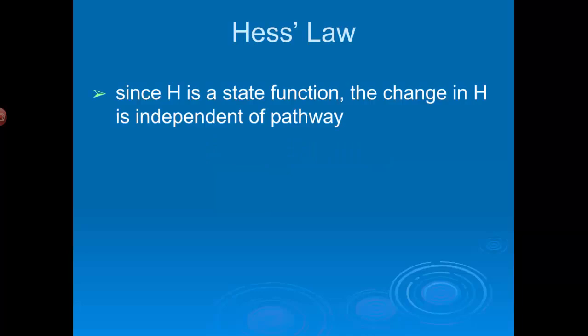If we understand that enthalpy, H, is a state function, that means that it doesn't matter how you get from point A to point B, from start to finish. It just matters that you have a start and a finish and what the difference is between those. So delta H, the change in enthalpy, is path independent. It doesn't matter how you got from A to B. It just matters that you have a change in H.